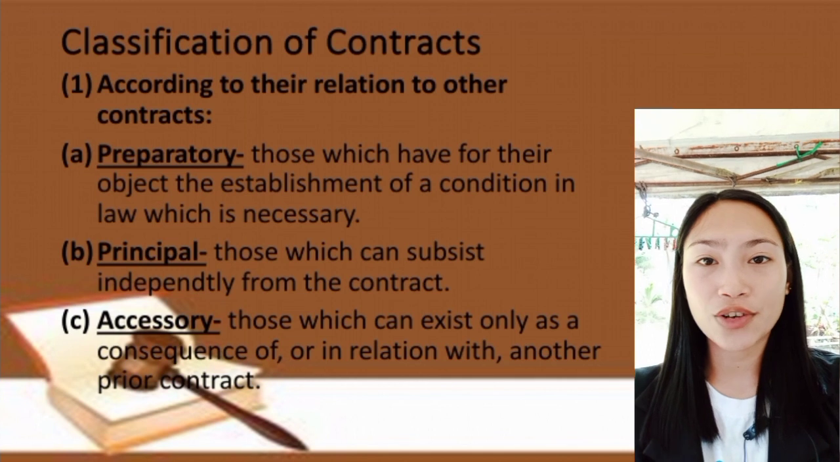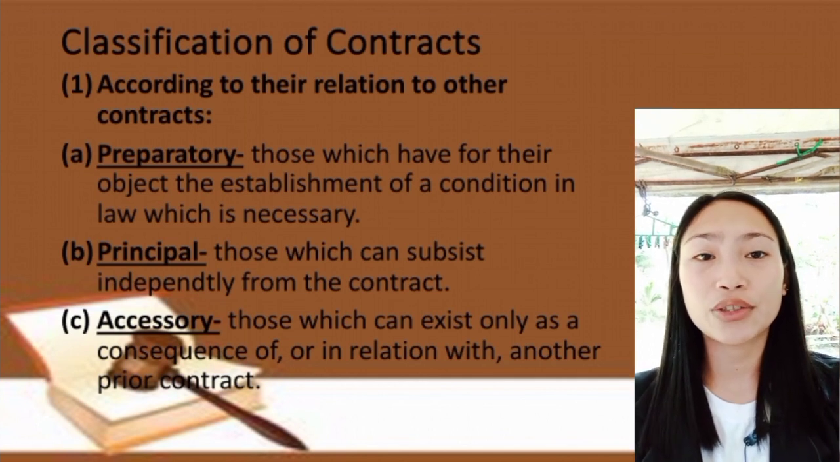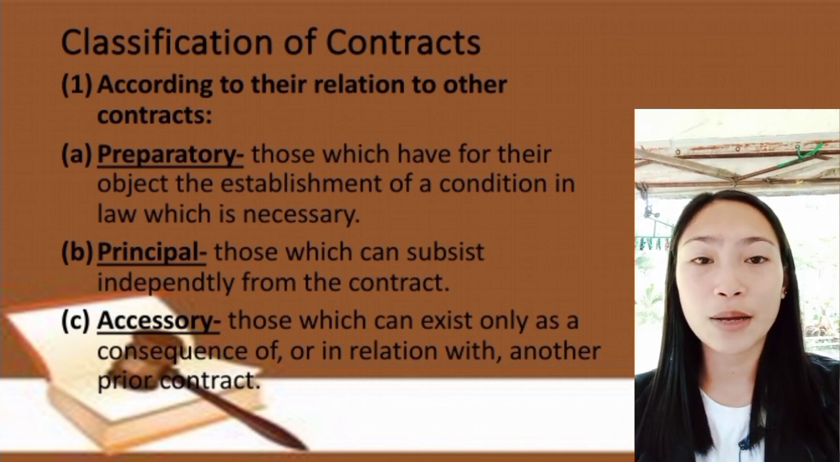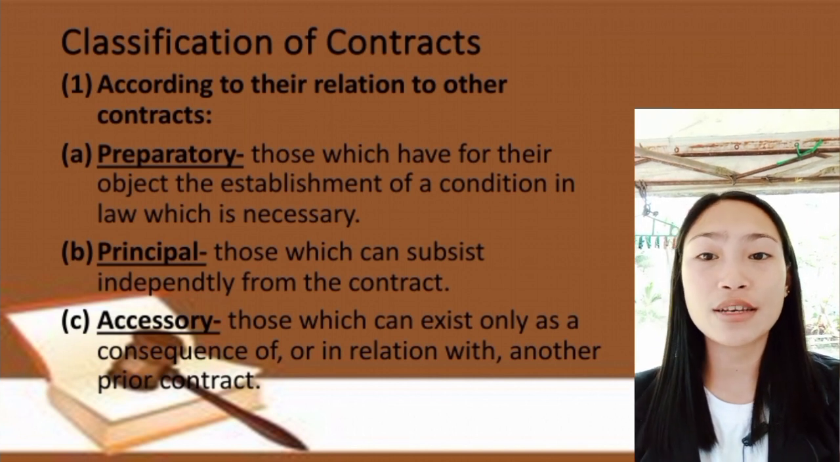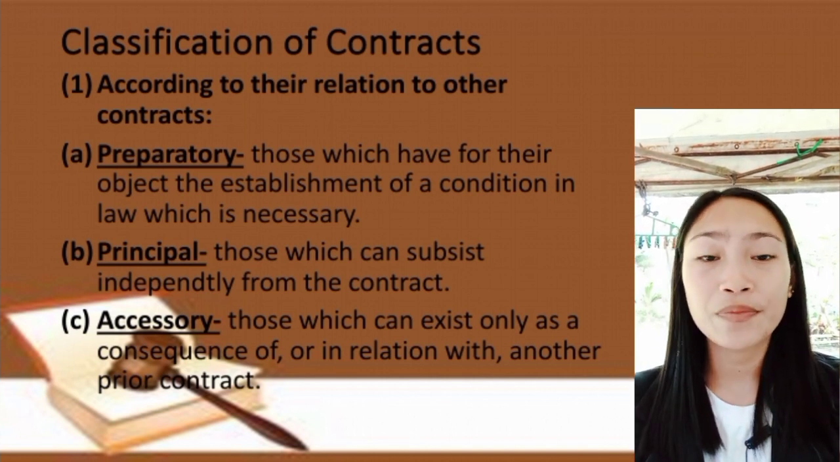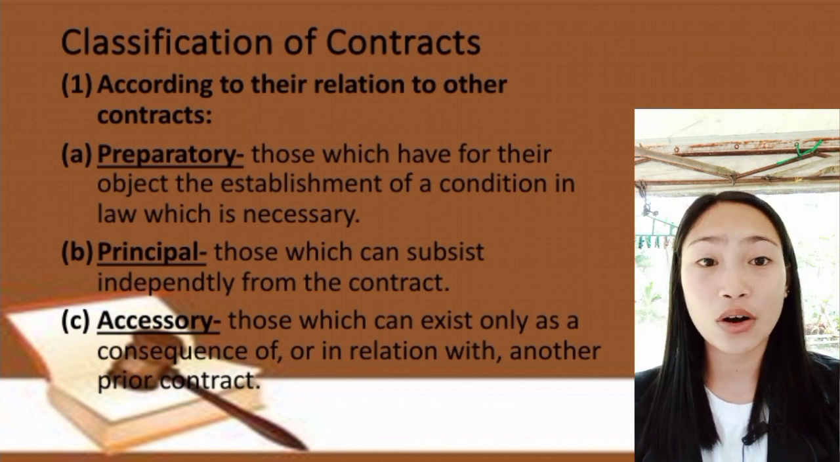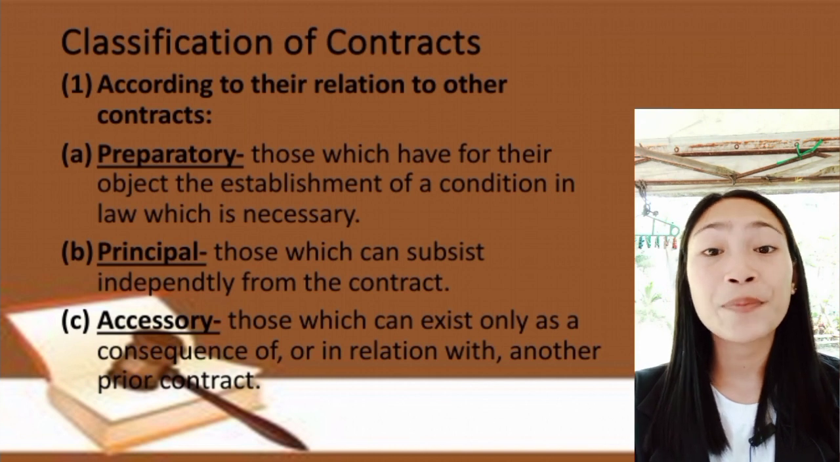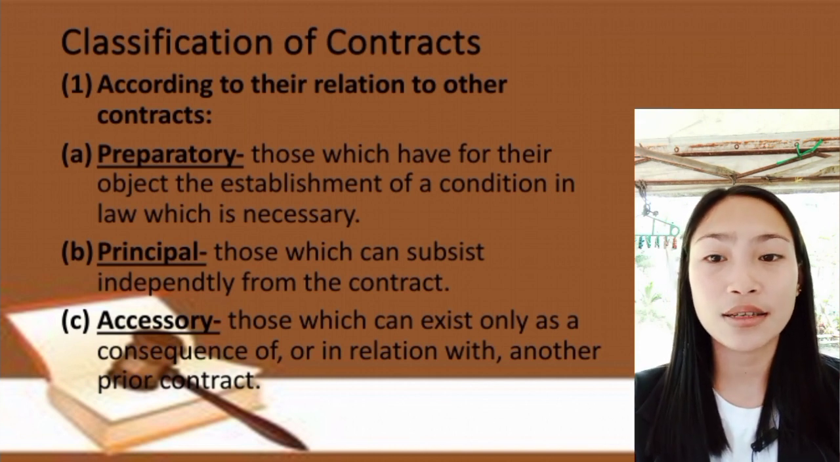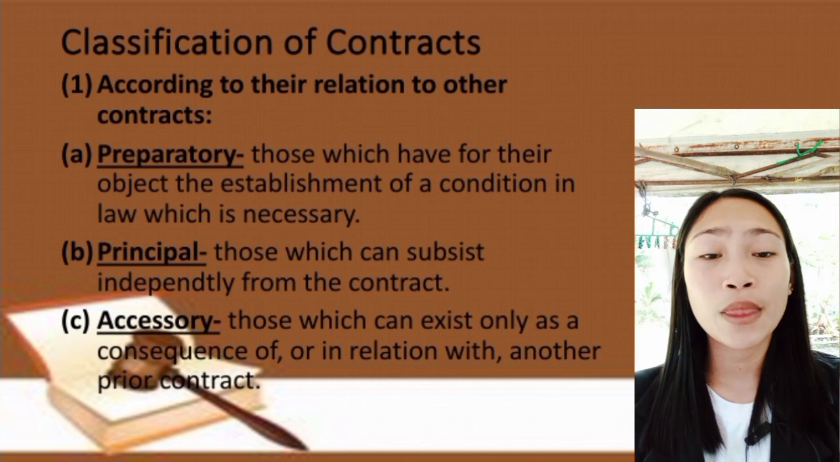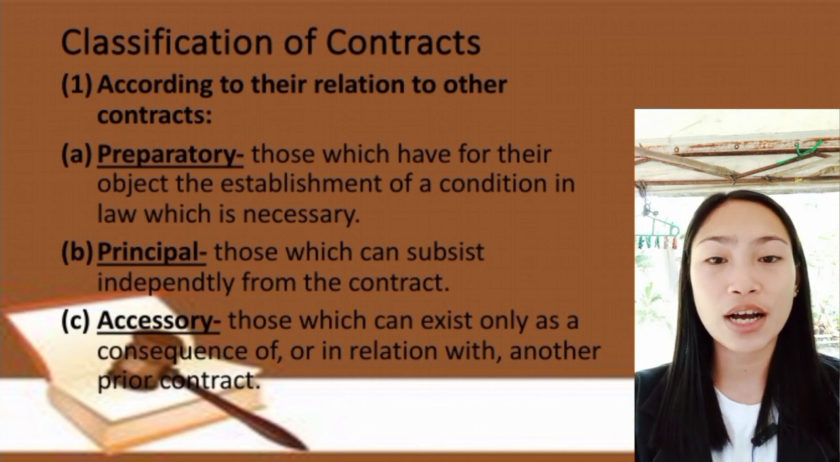So, classification of contracts. First is according to the relation to other contracts. We have preparatory, those which have for their object the establishment of a condition in law which is necessary. Examples are partnership, agency, common carrier, or insurance. Then we have principal, those which can subsist independently from the contract. For example, sale, lease, common carrier, and insurance. Then we have accessory, those which can exist only as a consequence of, or in relation with, another prior contract. For example, pledge and mortgage.